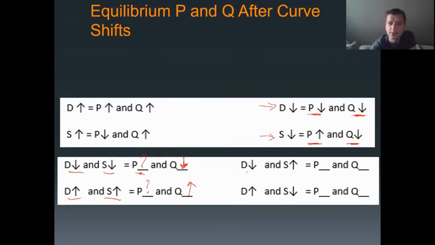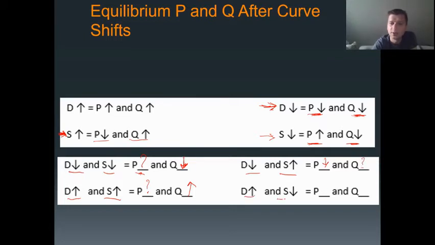If demand decreases and supply increases, their effects on price are now the same. Price decreases for both. But their effects on quantity are different. Quantity increases when supply increases, and quantity decreases when demand decreases. So we don't know what happens to quantity.